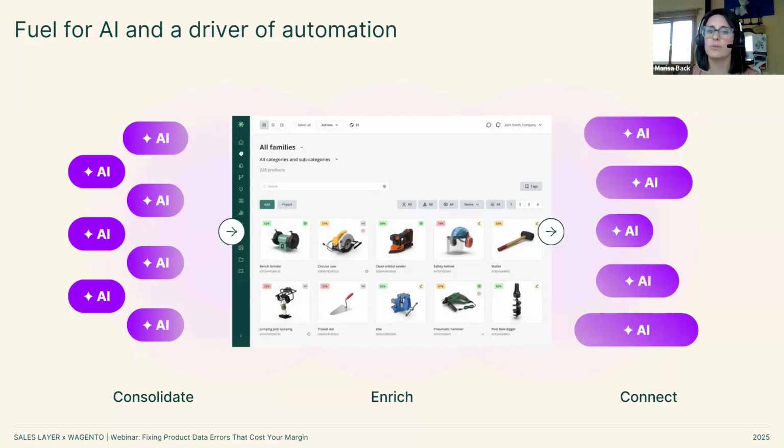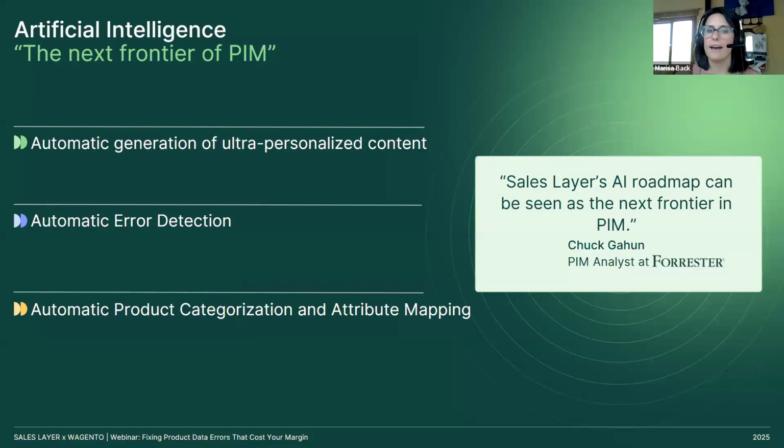So if you have an attribute that's long text or short text, you can use the AI functionality to enrich the description. It creates an SEO friendly description for your product information. But then as well, what we have on the roadmap, so you can see here that a PIM analyst at Forrester has already been mentioning that Sales Layer is one of the leaders in the AI space.